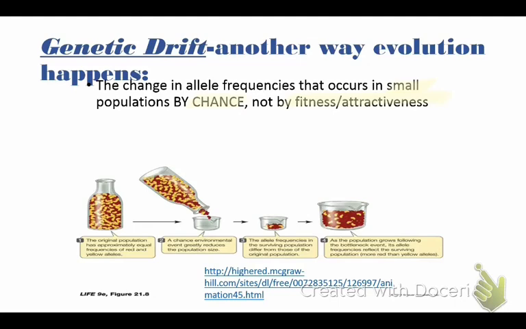This is an example showing what would happen if you took a few select individuals, separated them, and they had to repopulate. You can see that at the end, there's a lot more red in the ending population than there was in the starting population. That doesn't have anything to do with the red being more fit to survive. There were just a bunch of yellows that got killed off.